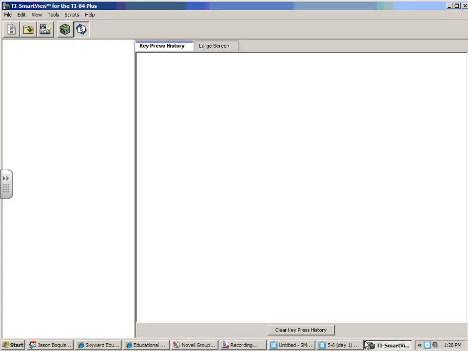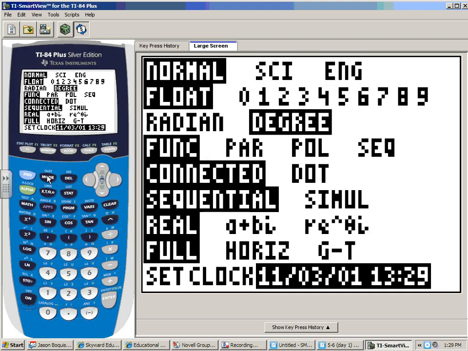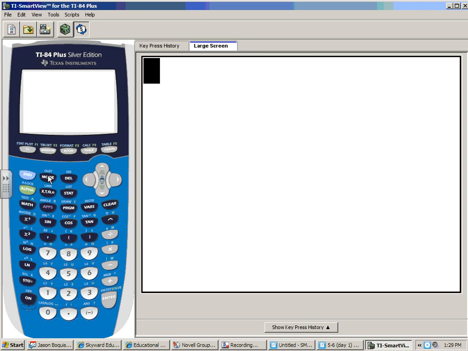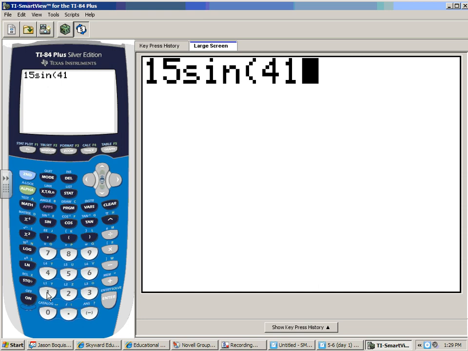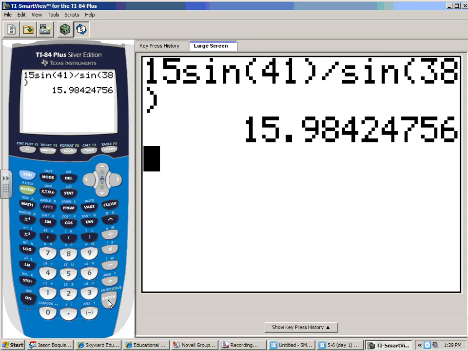So, mode, am I doing good? Yeah, looking good. And so what do we got there? 15 sine of 41. And here's the most important part of this whole setup. I have to close off that parenthesis. Otherwise, I'm going to be taking sine of way too much stuff. Divided by sine of 38. The last parenthesis there is not that important because there's nothing after it, but you might want to get in that habit. So if you round to the nearest tenth, this actually rounds to 16.